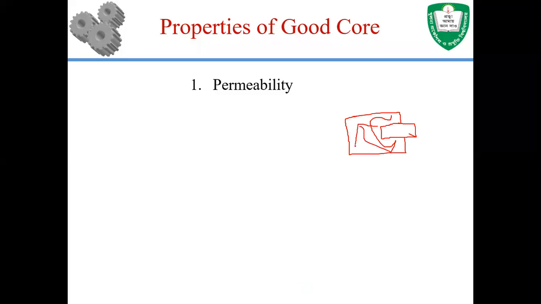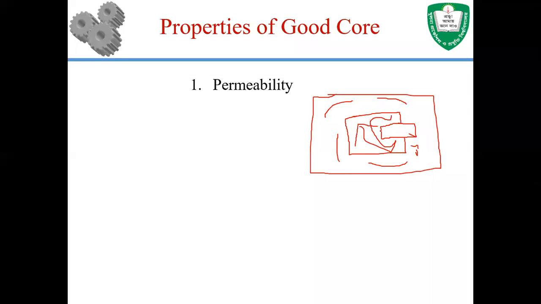When molten metal comes into contact with the sand around it, there will be sand around in the flask, then gas will be produced all over the area. That gas should pass through the core also, and gas should also pass through the sand. That is the permeability.